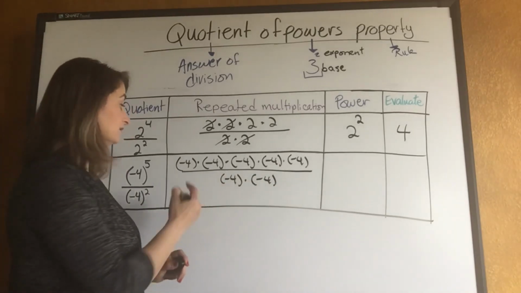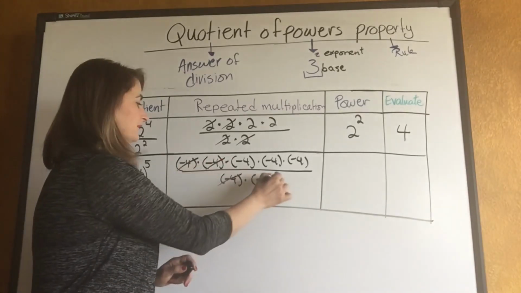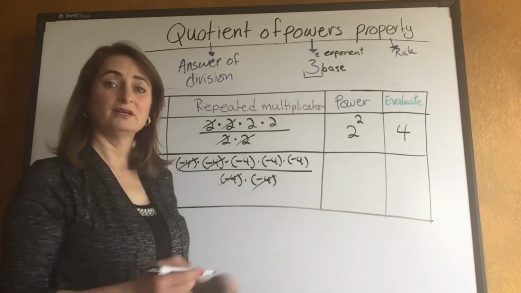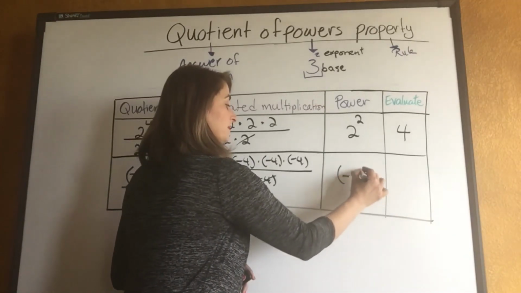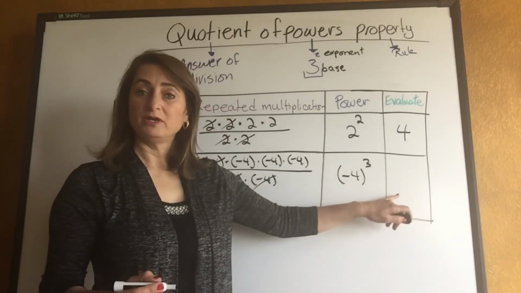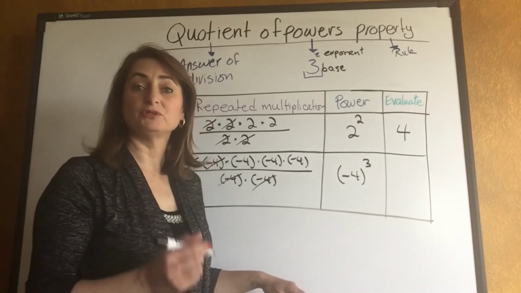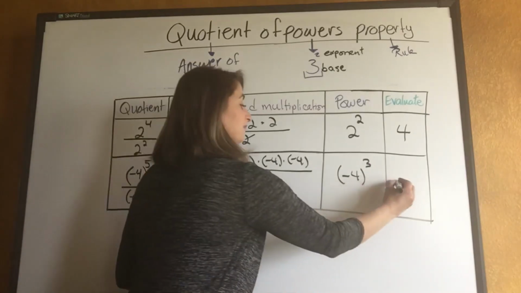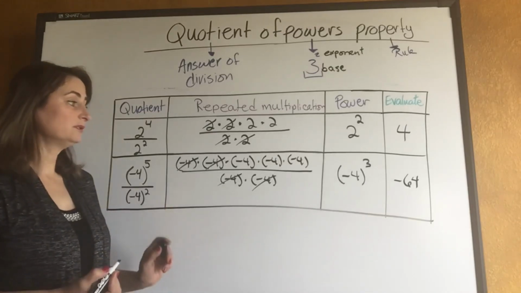Now let's start canceling or dividing. Negative 4 divided by negative 4 is 1. Negative 4 divided by negative 4 is 1. Notice what's left. The base of negative 4 repeated 3 times, which means as a power, negative 4 is the base, and the exponent is 3. To evaluate, which means where would I put this on a number line? Negative 4 to the power of 3 means negative 4 times negative 4, which is positive 16, times negative 4 is negative 64.